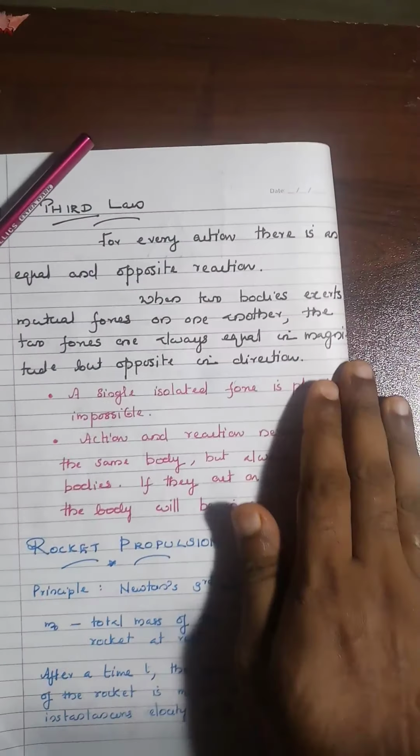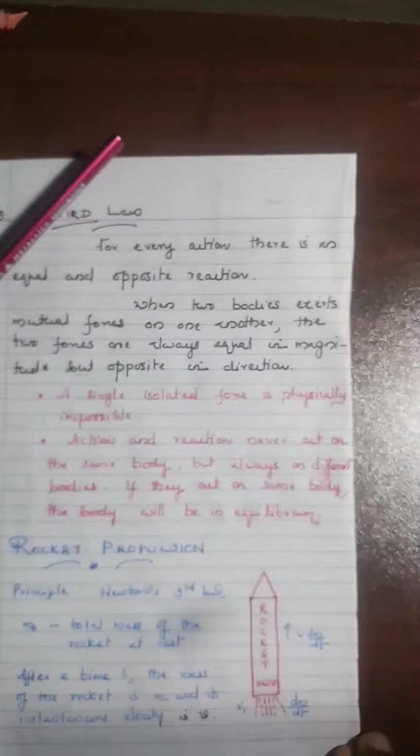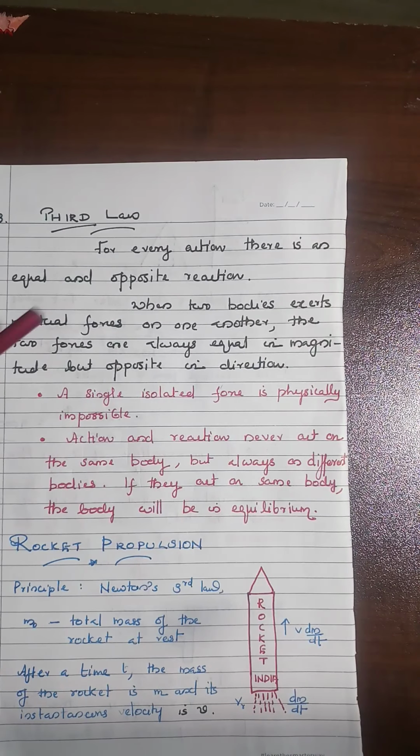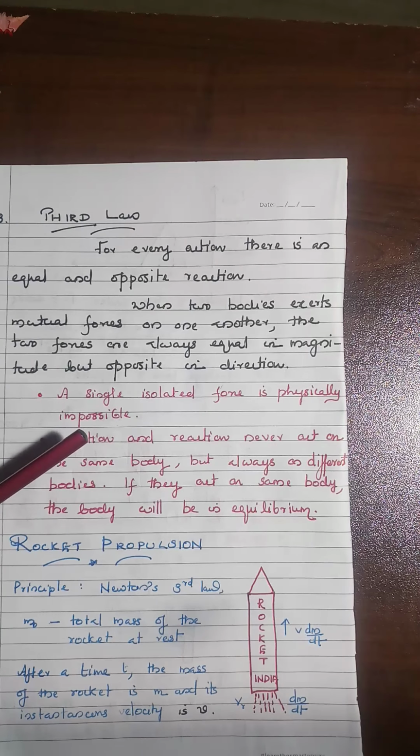The third law may give a chance for misconceptions, so it's a very important concept. For every action, there is an equal and opposite reaction. When two bodies exert mutual forces on one another, the two forces are always equal in magnitude but opposite in direction. And keep in mind, a single isolated force is physically impossible.